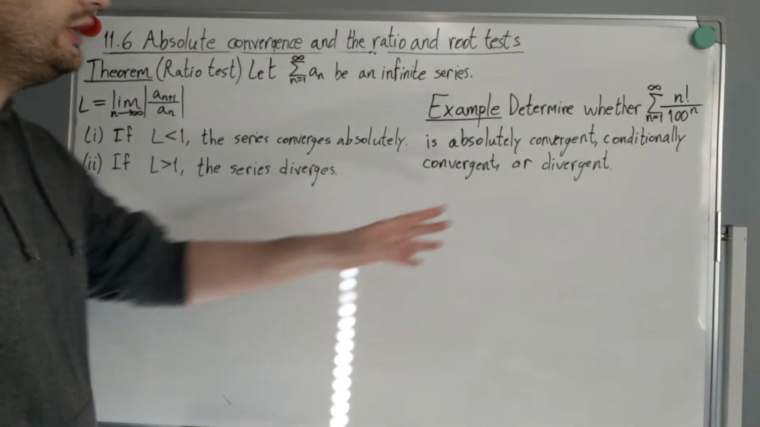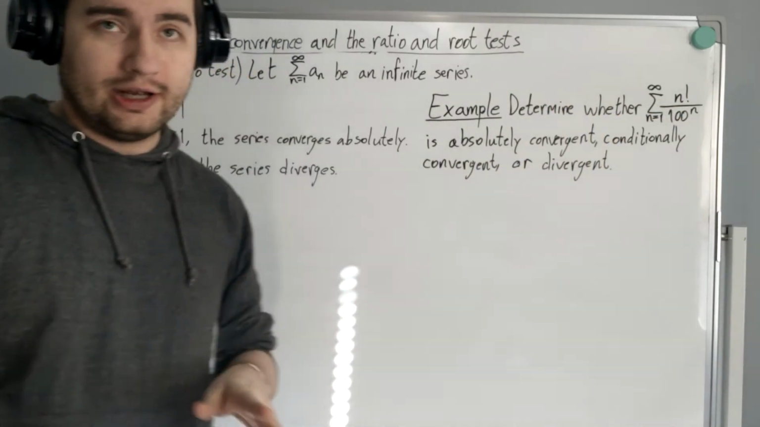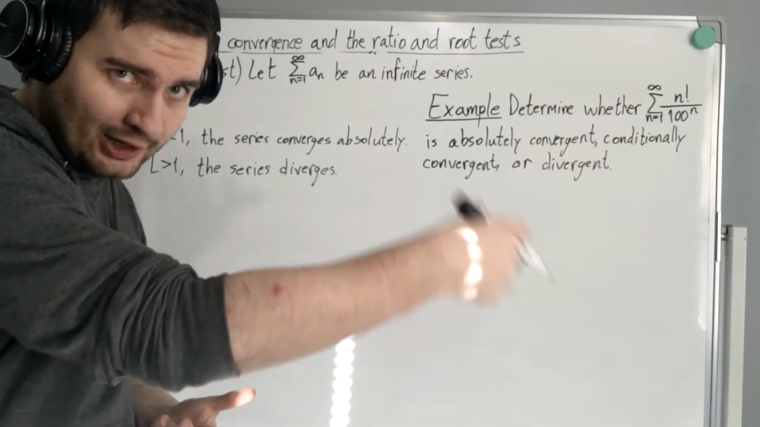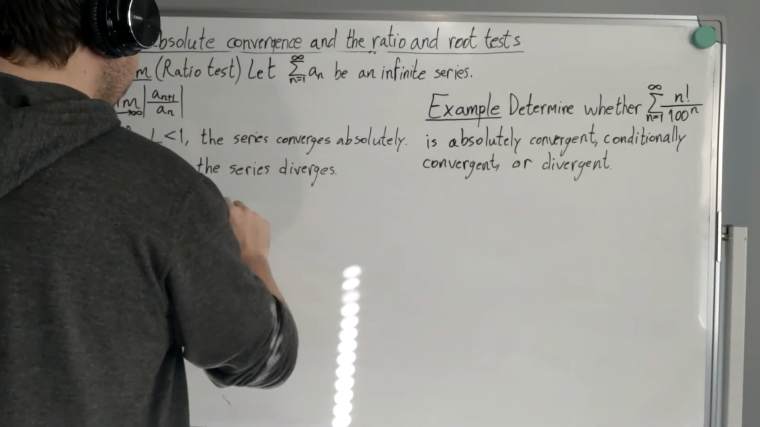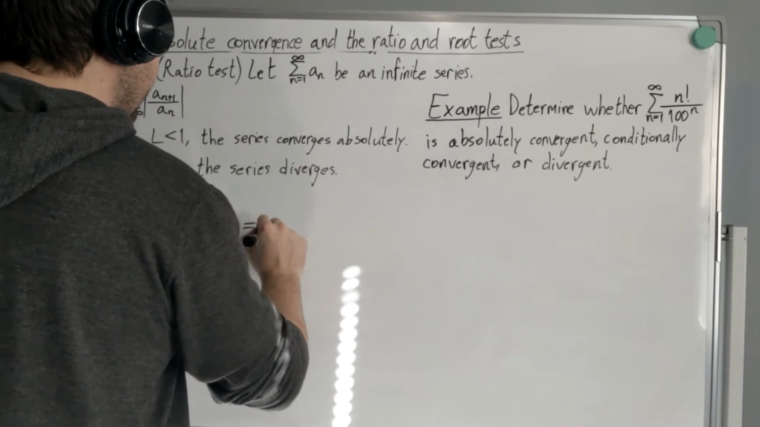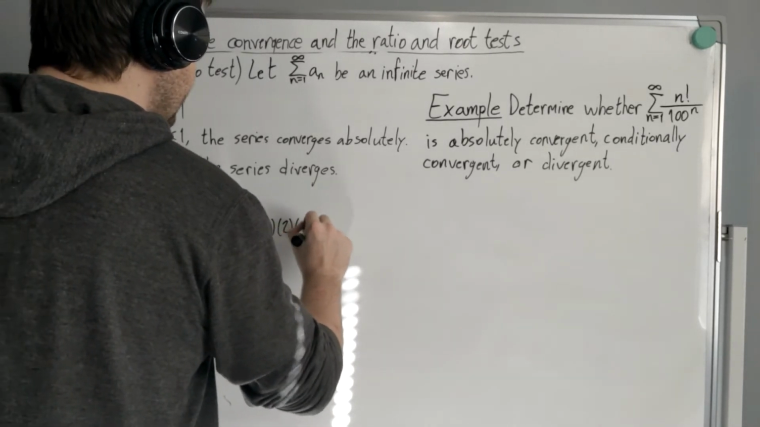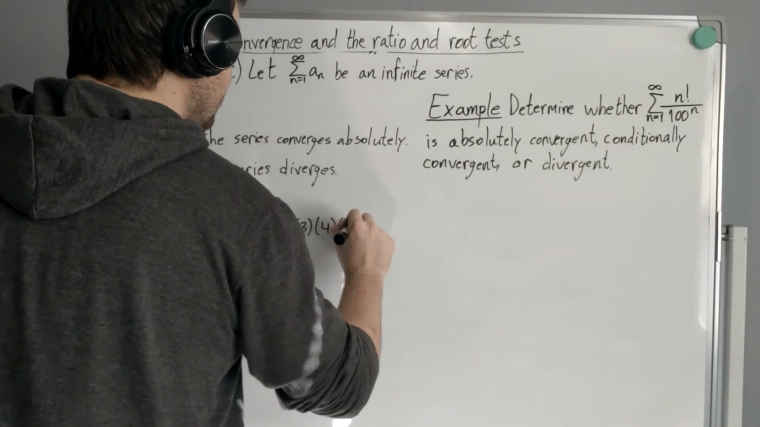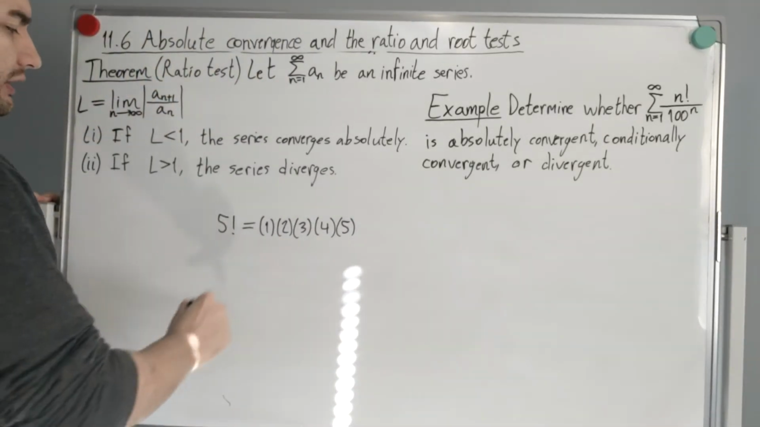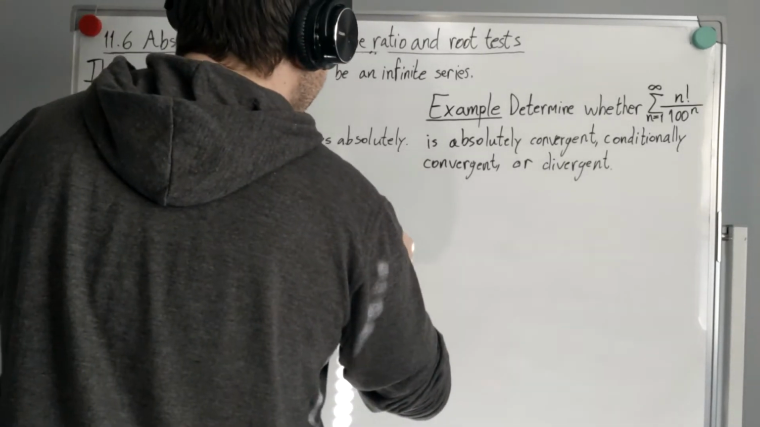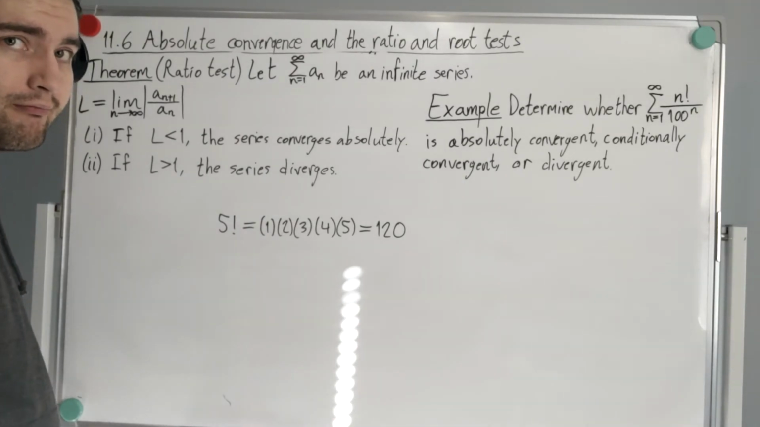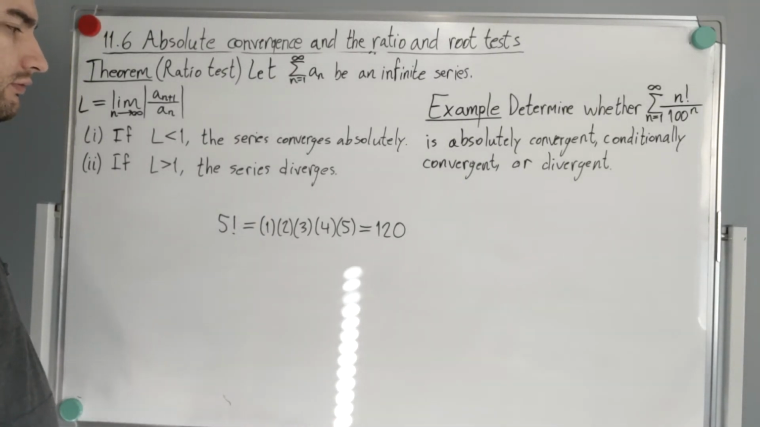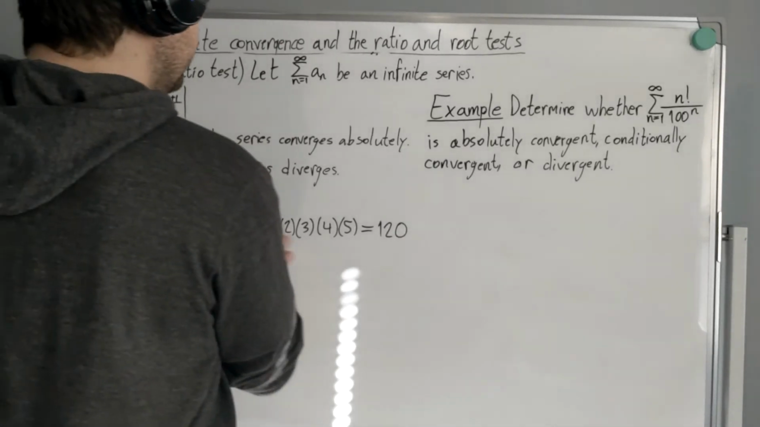And by the way, hopefully you've seen this before, n factorial. That just means 1 times 2 times 3 times 4, dot, dot, dot, all the way up to n. So for example, 5 factorial is 1 times 2 times 3 times 4 times 5. In this case it happens to be 6 times 20, so that makes 120. Okay. So let's look at how this works.